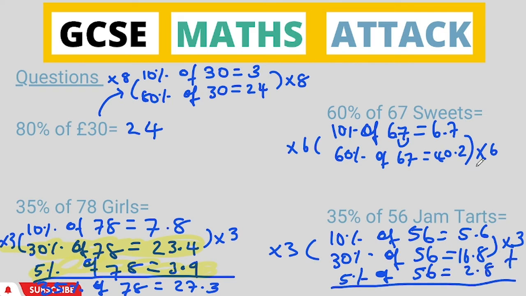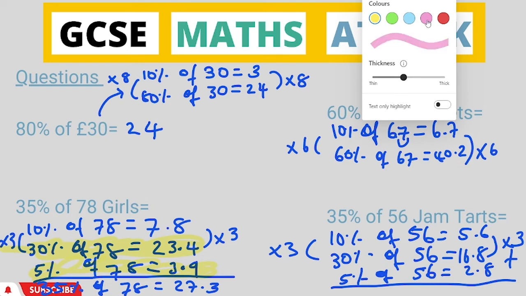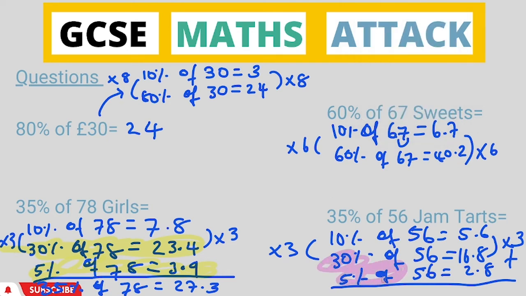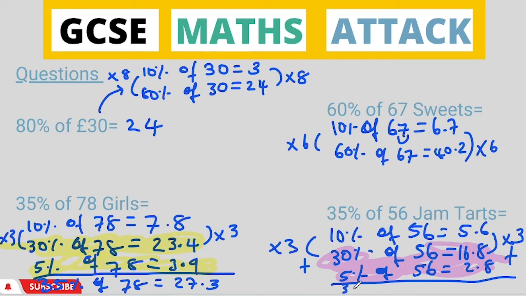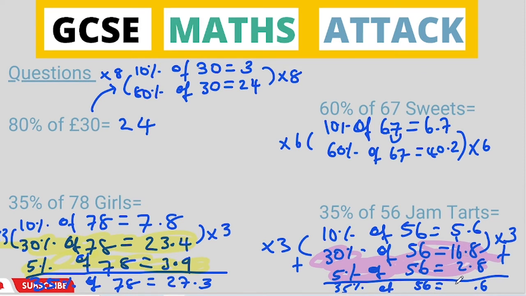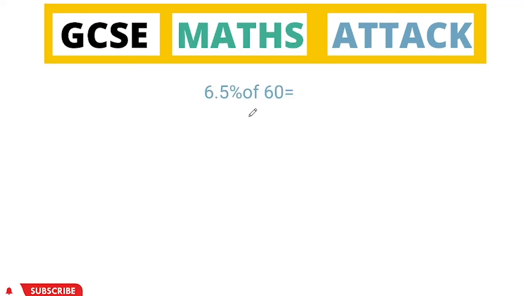All you have to do is add them up. So you are going to add this up and this up. So 30 plus 5, which is 35% of 56. 8 add 8, which is 16, carry 1. 6 plus 2, which is 8, 8 plus 1, which is 9, and then add your 1, because 1 add 0 is 1, so it's 19.6.